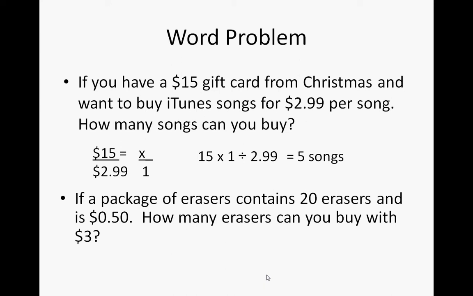Now that you have tried it on your own, let's see how it's set up. So this is the way I would set it up. I would set it up money to how much you can get. So with 50 cents, you can get 20 erasers. So with $3, how many can you get? Cross multiply and divide. You get 20 times 3 divided by 0.5. And you get 120 erasers. Remember again, don't forget your units.